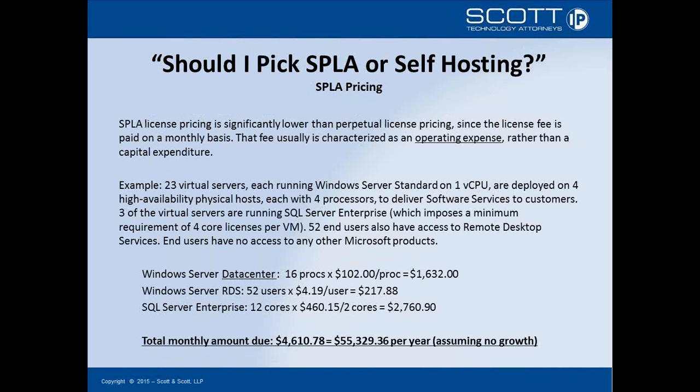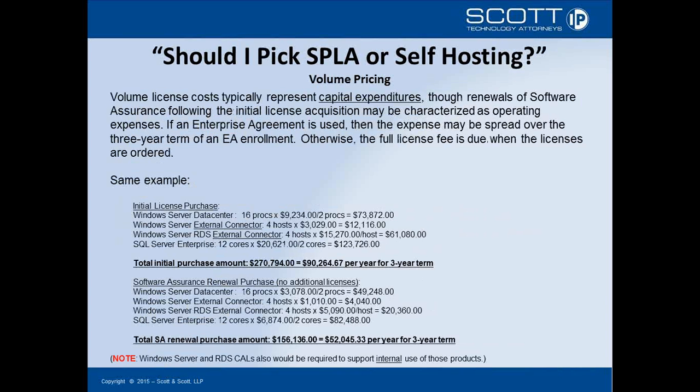So you can see comparing the prices, under SPLA, we had about $55,000 per year. Under the self-hosting model for the first 3-year term, it would be about $90,000 per year. And then subsequent, assuming, again, no license purchases after that first 3-year term, the SA renewal cost would be in the neighborhood of what you would be paying for SPLA. So the self-hosting model in many cases can end up representing a more significant financial commitment over an annualized period than SPLA can.